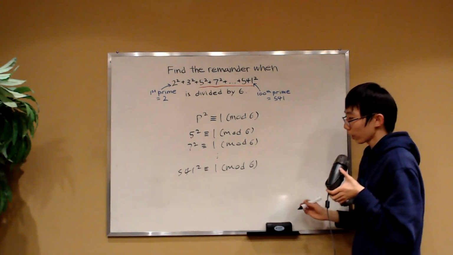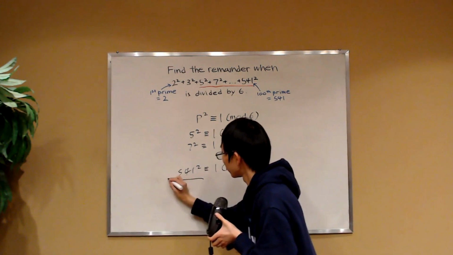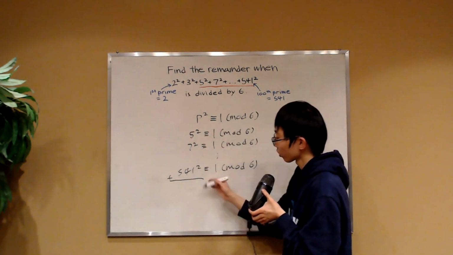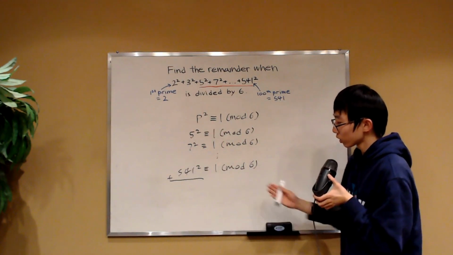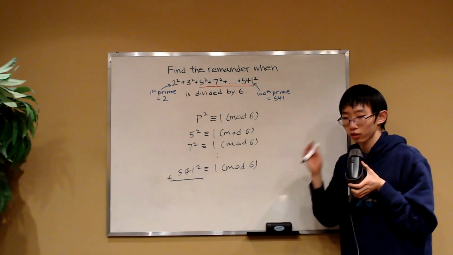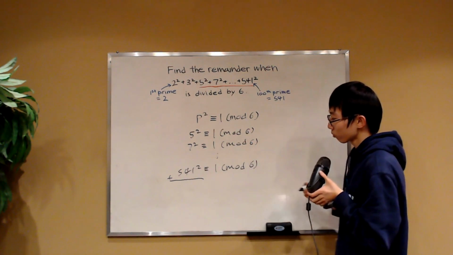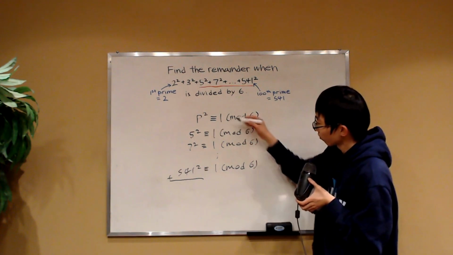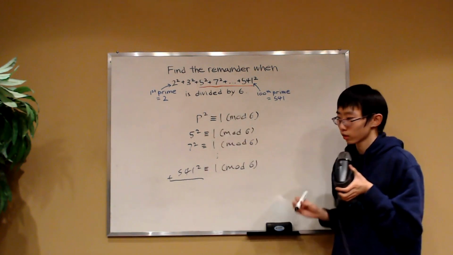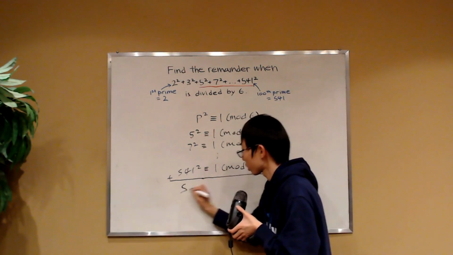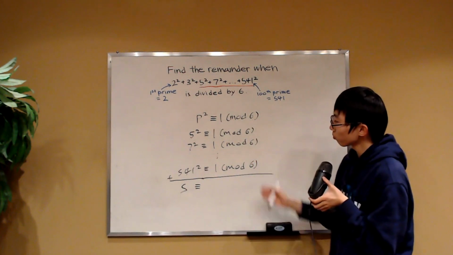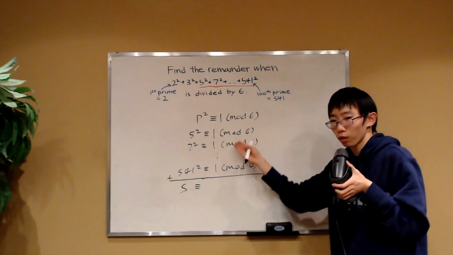And we want to find, if we add all of these numbers, 5 squared all the way to 541 squared, what is the sum congruent to mod 6? Well, in modular arithmetic, you can add both sides of the congruence. So on this side, we have our desired sum, I'll just call it S. This is congruent to 1 plus 1 plus a bunch of 1s.